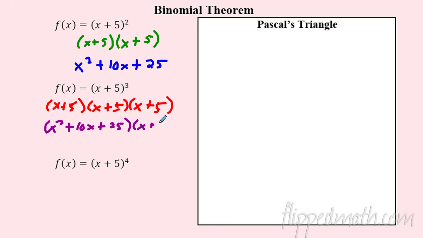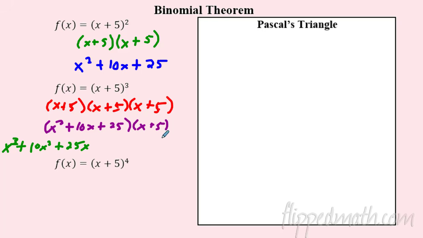So this is going to create a lot of terms here. So no worries. Let's just do it. So I'm going to distribute that x to everybody. So I'm going to take up a lot of space here. So x squared becomes x cubed. 10x becomes 10x squared. What's next? 25 becomes 25x.